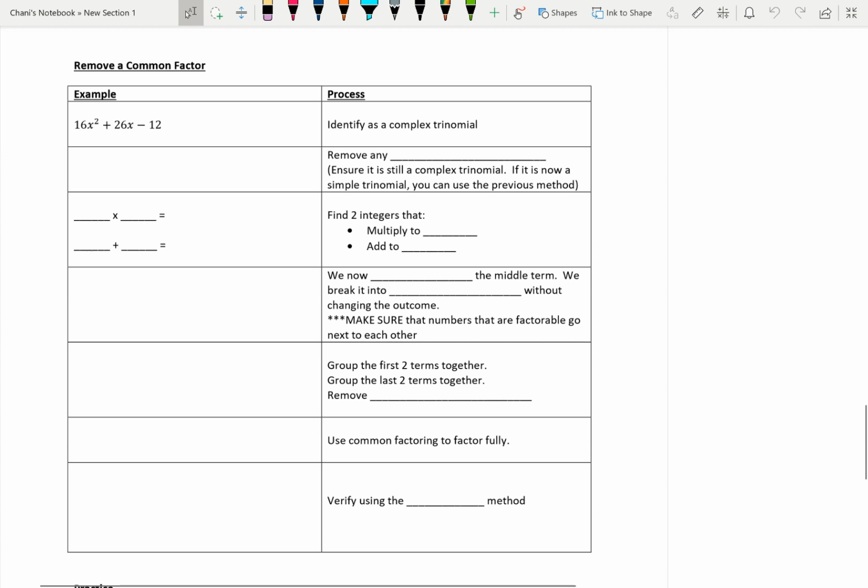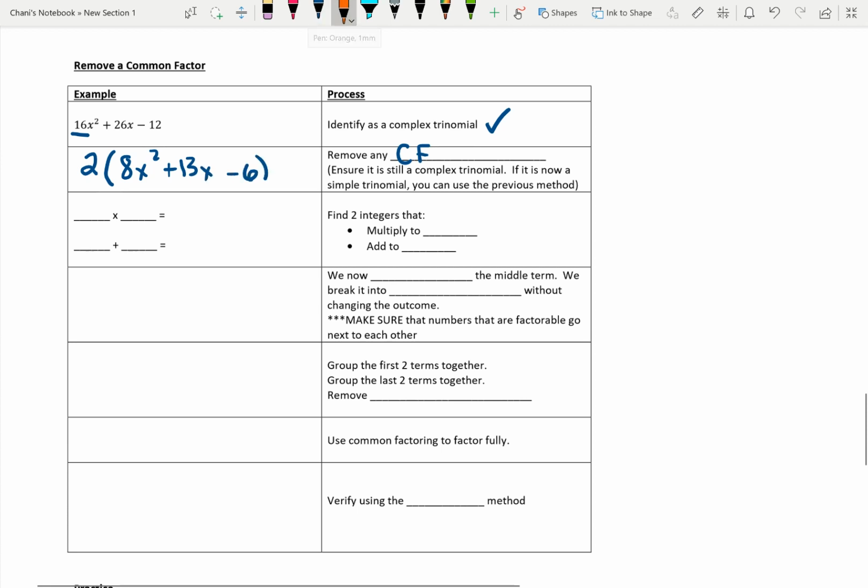So the first thing to do is take a look at this trinomial and recognize that it is in fact complex. What makes it complex is that we have an a value other than 1, okay? So yes, that is a complex trinomial. Then we want to remove any common factors. So this is the step that didn't exist before. But now we notice that we have a common factor between these, and it is 2. So if we take out 2, when we factor it out, we get 8x squared plus 13x minus 6.